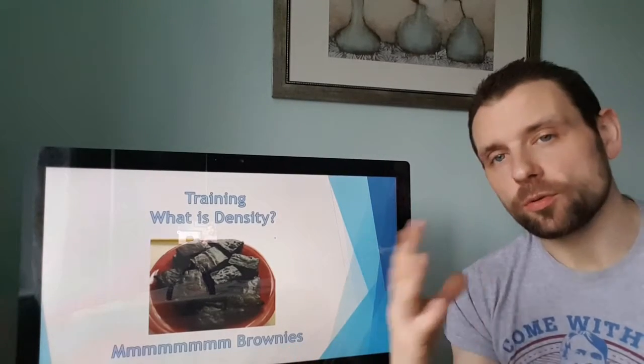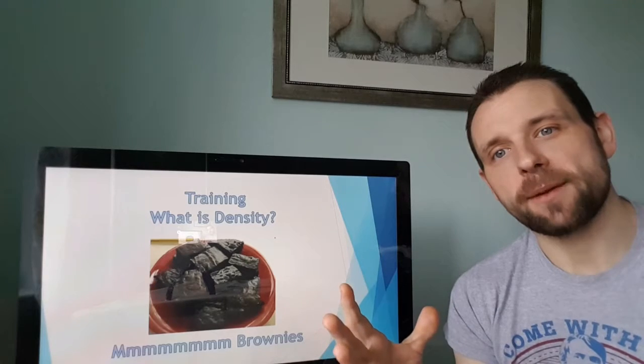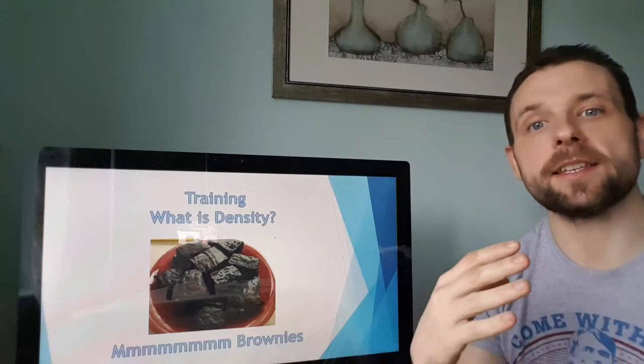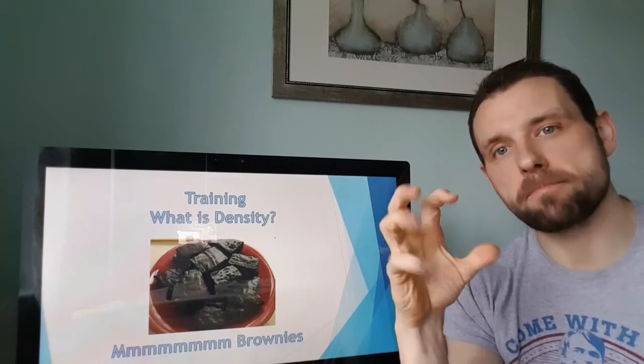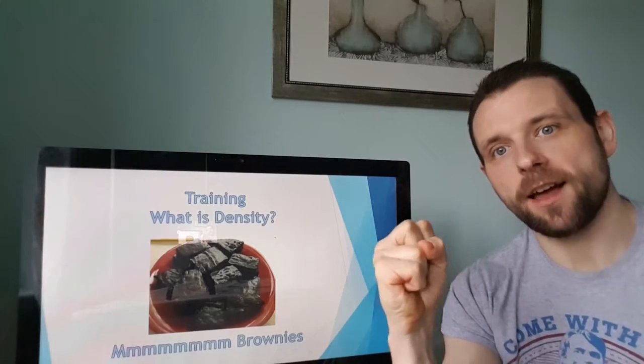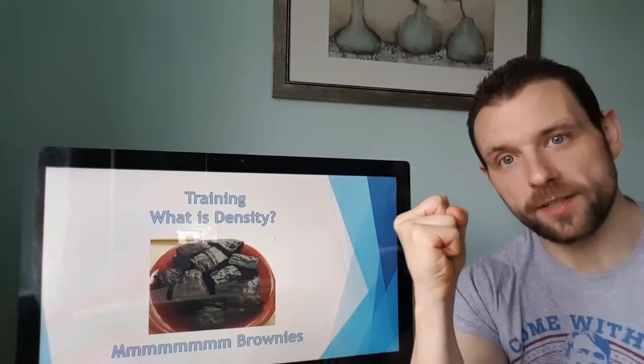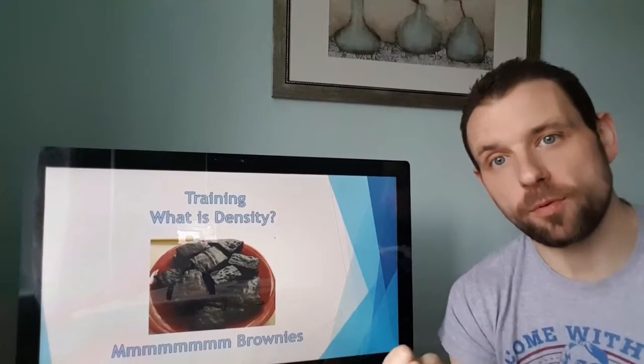Lastly, we have density, or not lastly, but the third option, should I say, we have density. Density, the way we like to think about it, is how dense something is. So how much mass is within a particular area. The more there is, the more dense that thing is. So that's a nice, simple way of thinking about it.